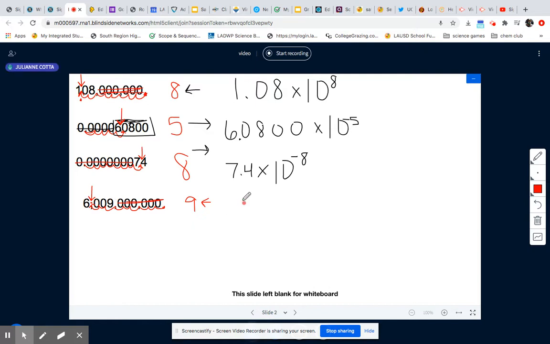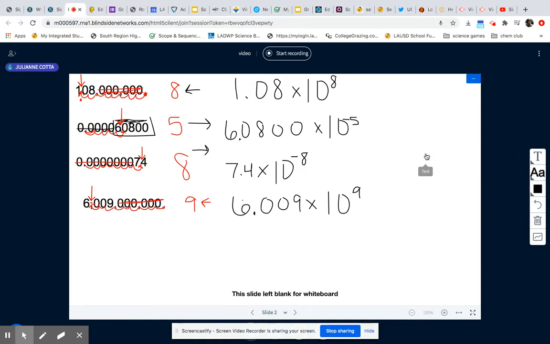So my new decimal point is right there after the 6. So my new decimal is 6 point. I need to keep these zeros because they're trapped. They're significant. So 6.009, always times 10. And this number this time was huge. It was a really big number. So this is going to be a positive 9. And that's it. You converted it to scientific notation.